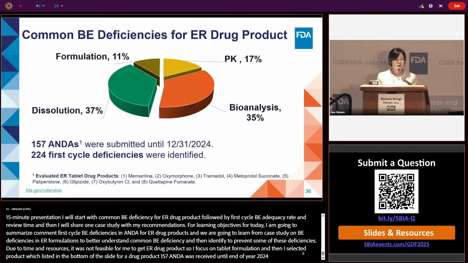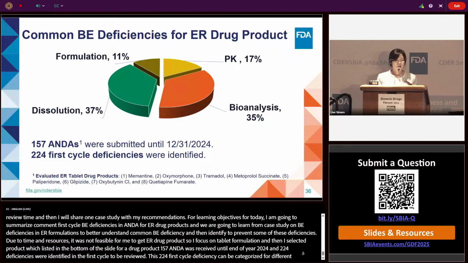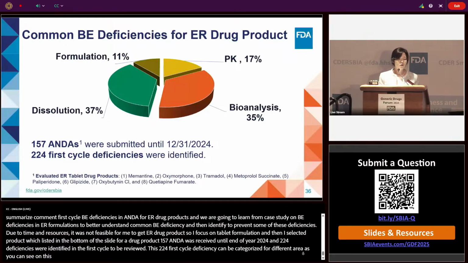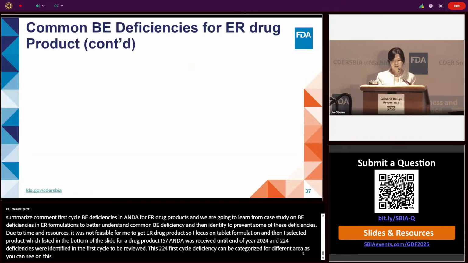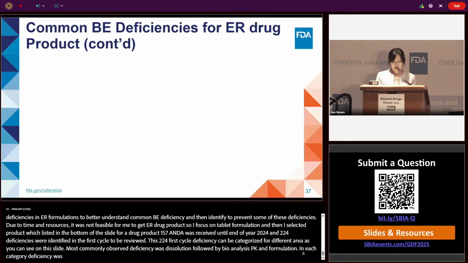This 224 first cycle deficiency can be categorized for different area, as you can see in this slide. And the most commonly observed deficiency topic was dissolution, followed by bioanalysis and PK and formulation. So in each category, multiple deficiency was identified. I'm listing common deficiency in order of frequency and omitted some less frequent one.